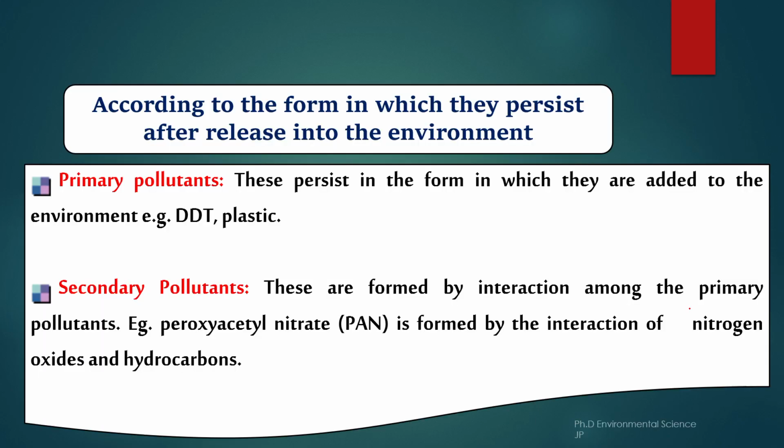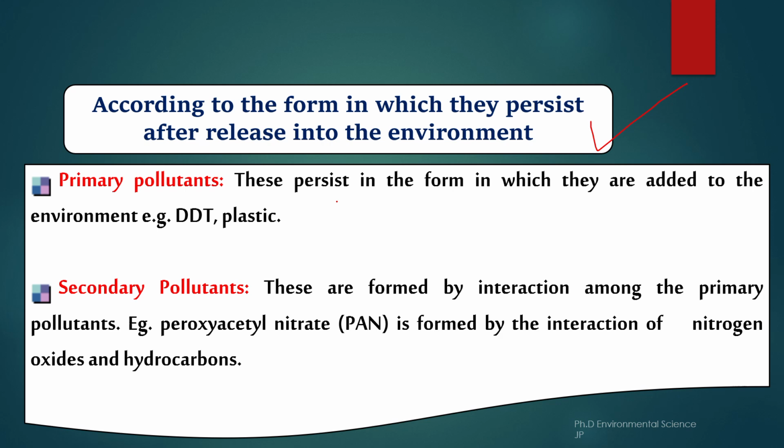So the first categorization is according to the form in which the pollutants persist after they are released into the environment. First is primary pollutants. These are the pollutants which are emitted directly into the environment from a source and they remain in the same form. For example, carbon monoxide from car exhaust, sulfur dioxide from industrial processes, and particulate matter from construction sites.